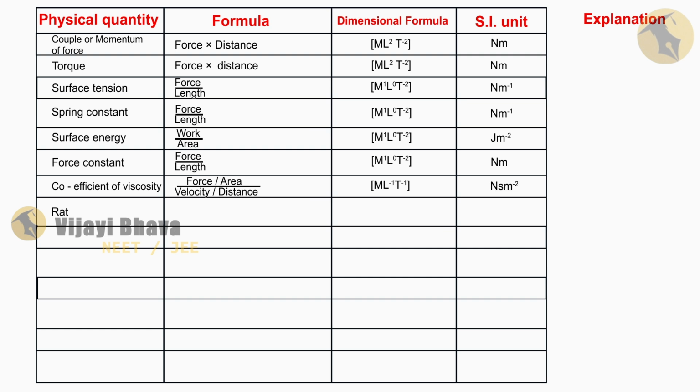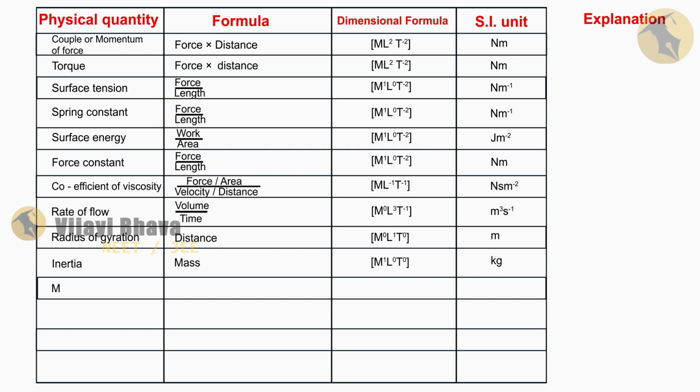The next one, rate of flow. Rate of flow is given by volume by time. Volume has a dimensional formula L3, time has a dimensional formula T1. So rate of flow has a dimensional formula M0 L3 T minus 1. Radius of gyration. Radius of gyration has a formula equal to distance. So its dimensional formula will be M0 L1 T0. The next one, inertia. Inertia is measured by mass. Hence inertia will have a dimensional formula equal to mass, which is M1 L0 T0.